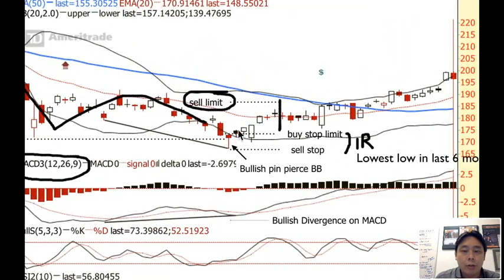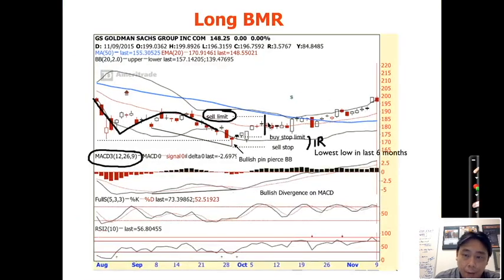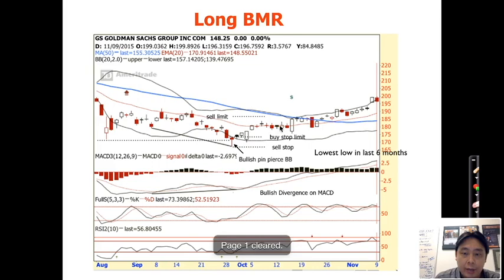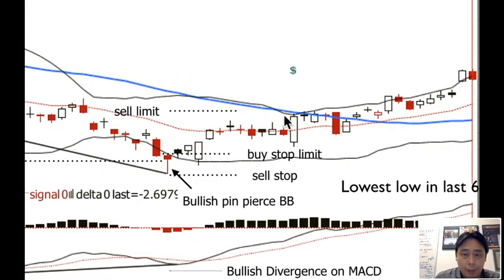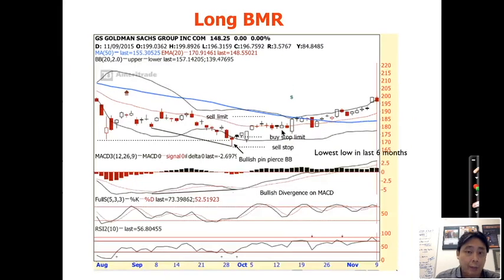It triggers the next day. 1, 2, 3, 4, 5, 6. When does it hit? Let me see. 6, 7, 8, 9, 10, 11, 12. Approximately 12 or 13 days, just over a week, we hit our target profit. So that is the setup for the long BMR.